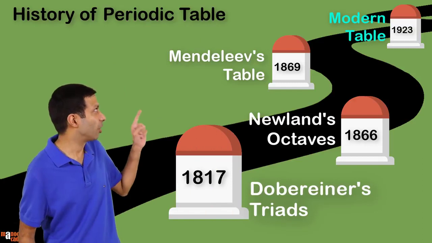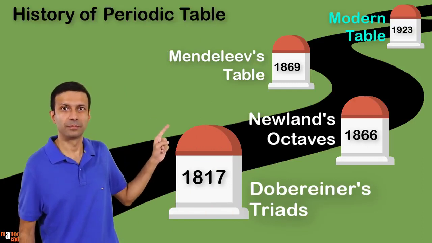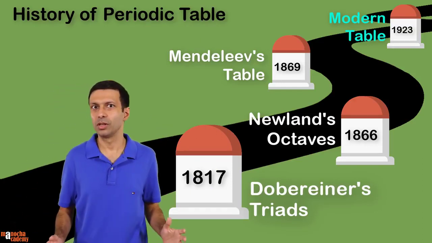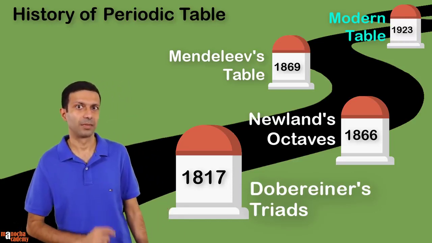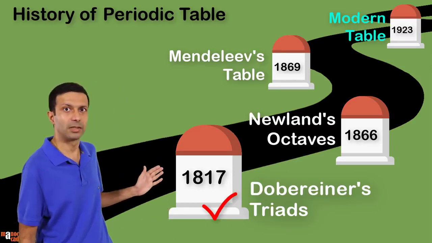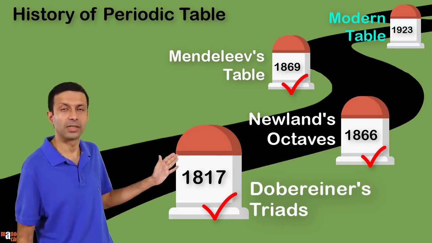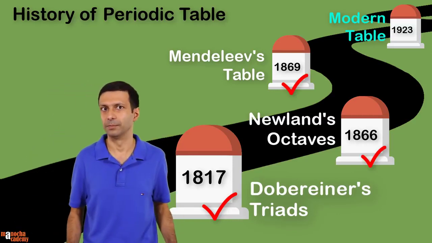Hi friends, in this video we look at the last stop in our journey, the modern periodic table. Remember, in the previous videos we discussed the earlier attempts to classify elements, that is Dobereiner's triads, Newlands' law of octaves and Mendeleev's periodic table.